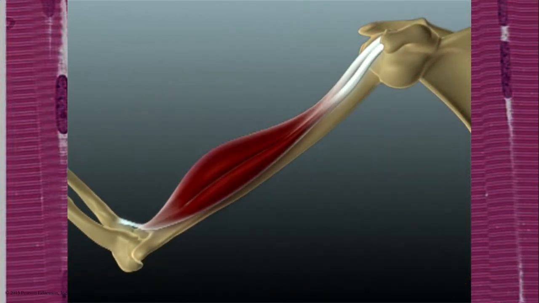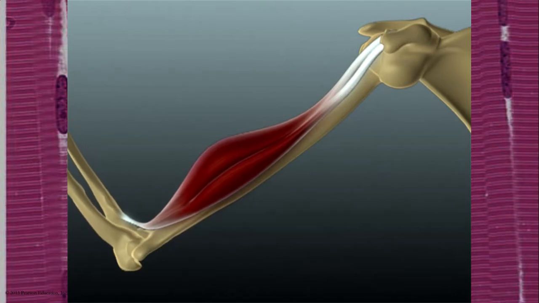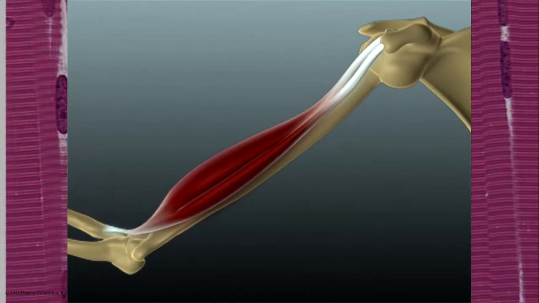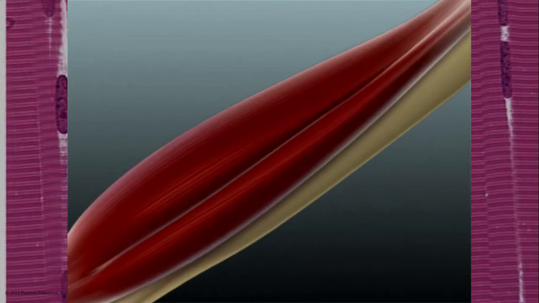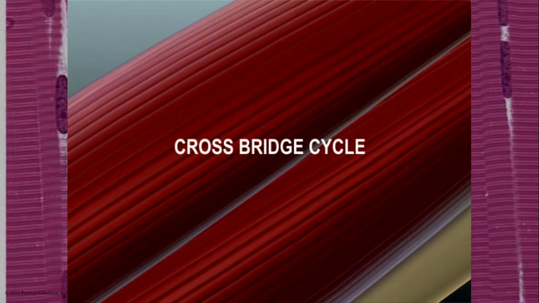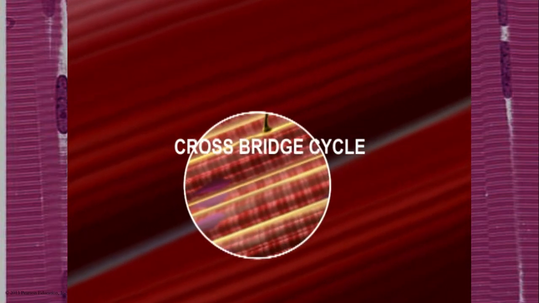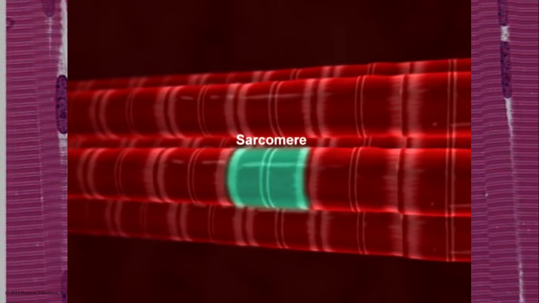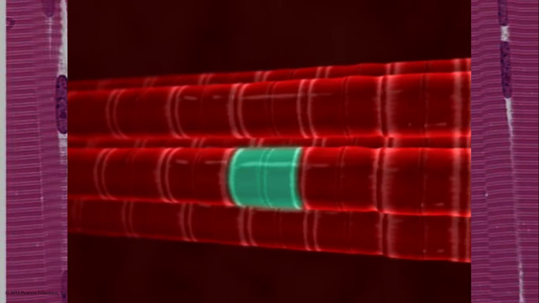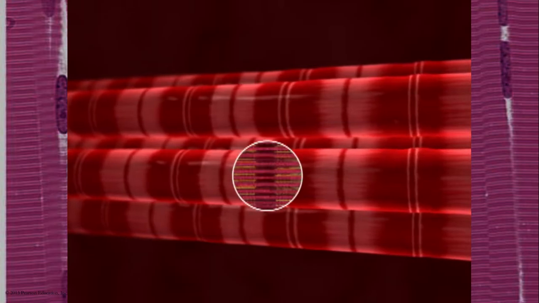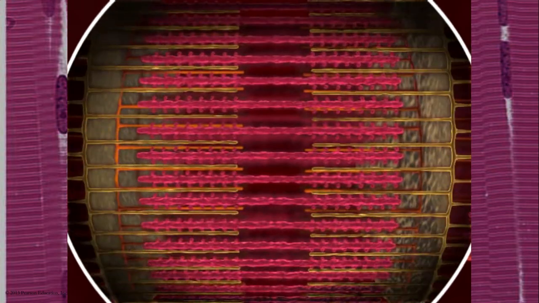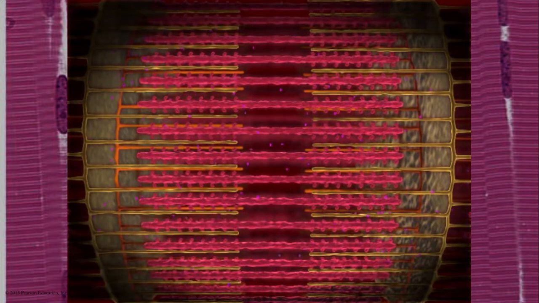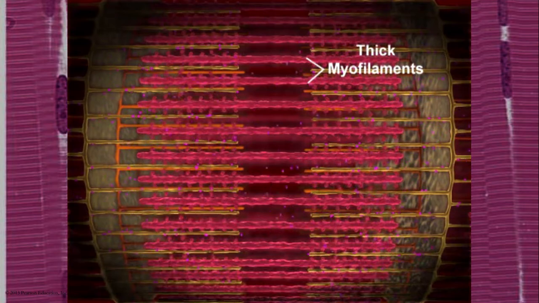The contraction of the skeletal muscle generates the force necessary to move the skeleton. A contraction is triggered by a series of molecular events known as the cross-bridge cycle. In a skeletal muscle fiber, the functional unit of contraction is called the sarcomere. A sarcomere shortens when myosin heads and thick myofilaments form cross bridges with actin molecules and thin myofilaments.